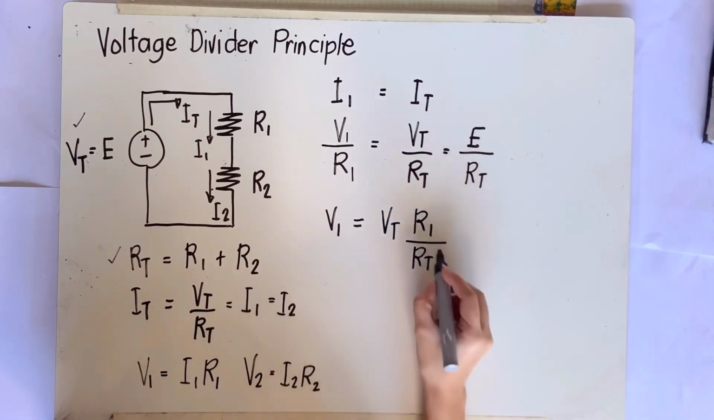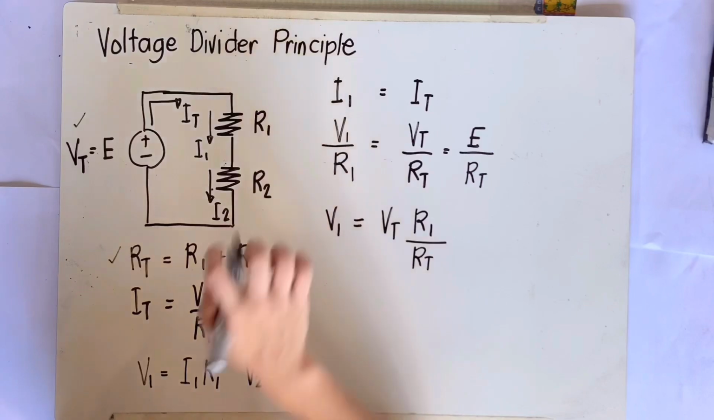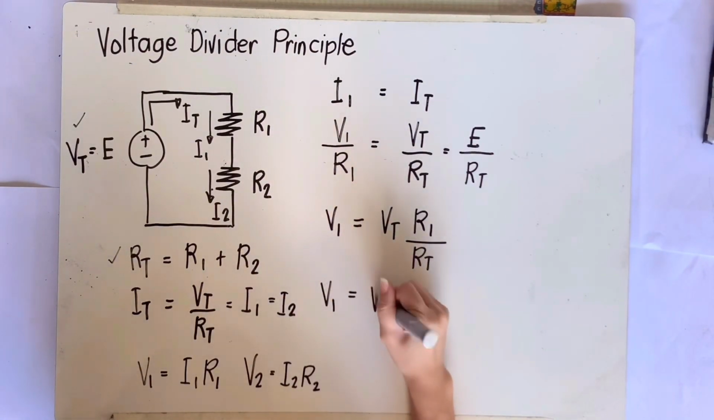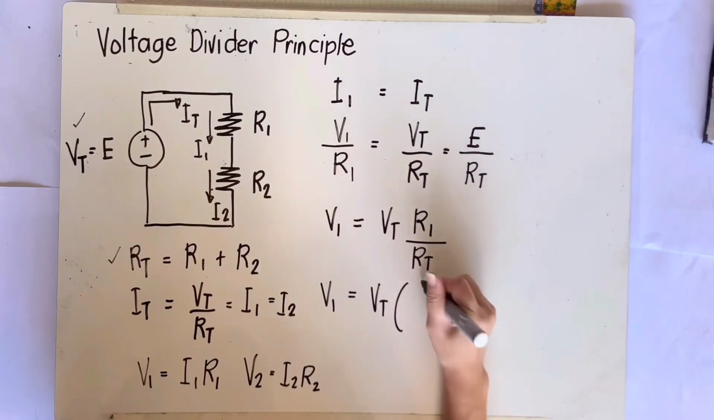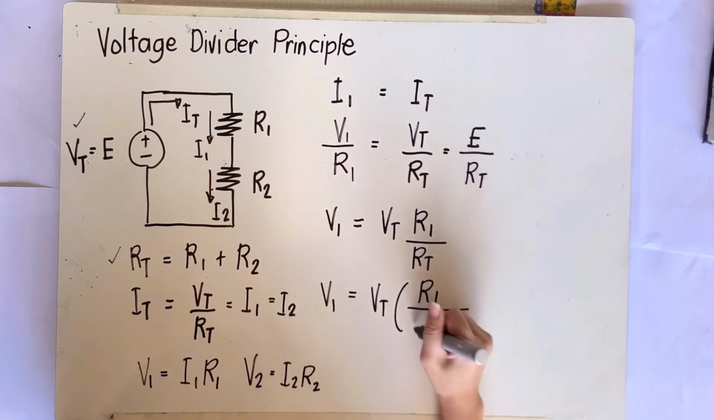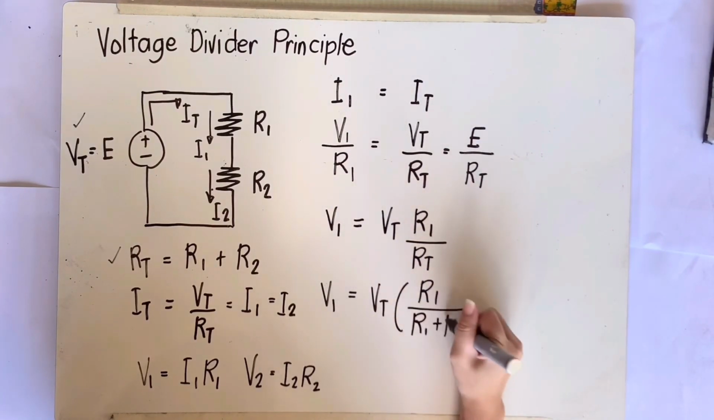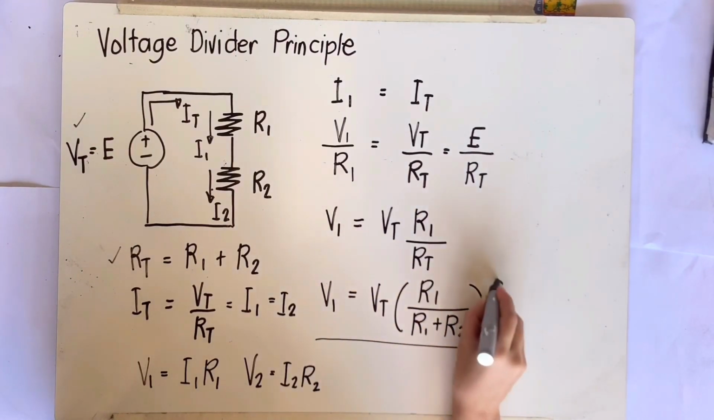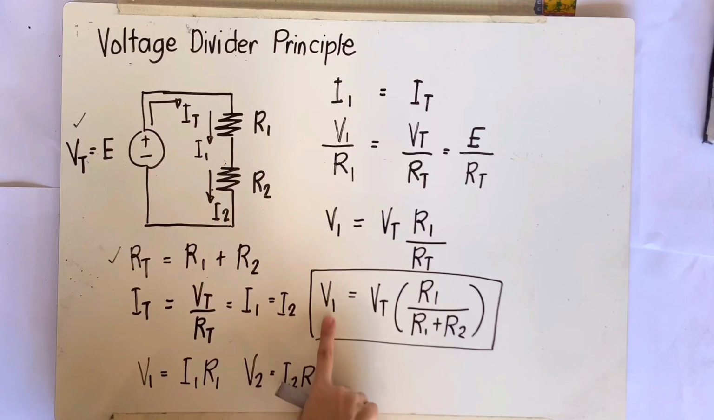Okay, so what is RT? Diba kung series connected yan, si RT, sum lang naman yun ni R1 and R2. Therefore, we'll have V1 equal to VT times R1 divided by the total resistance, which is simply R1 plus R2. And that gives you the formula that we can use to solve for the voltage drop in the first resistor.